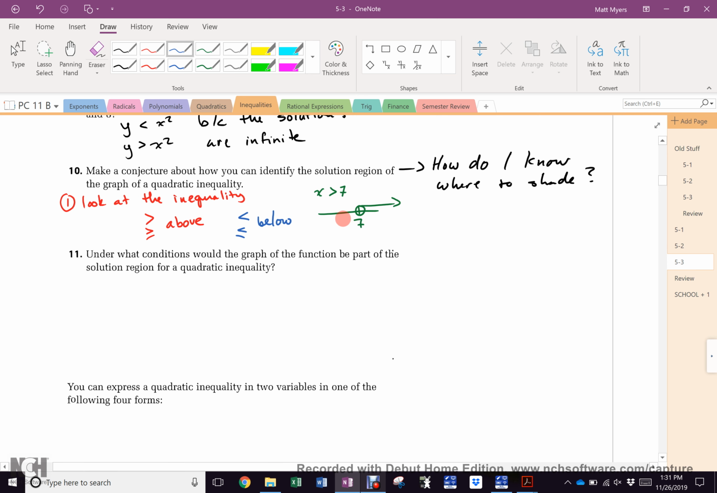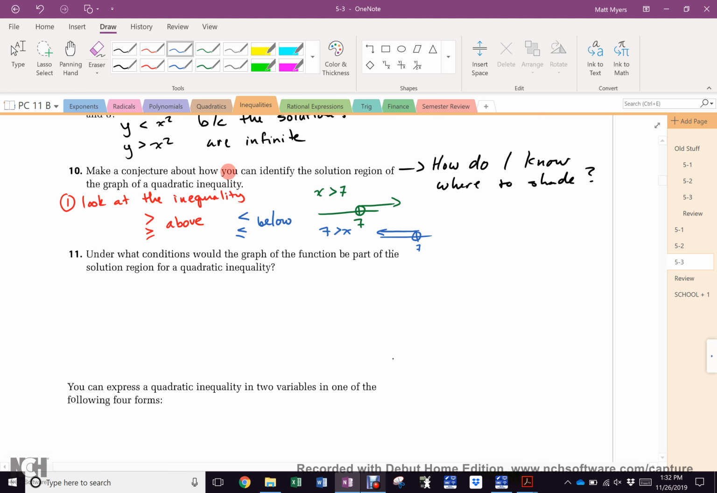How do I draw this? 7 is greater than x. Arrow to the left. Why? Yeah, it's reversed, right? So this can be a little misleading, correct? It's a great place to start, but if I've written the inequality weirdly, you could get screwed up by that, yes?